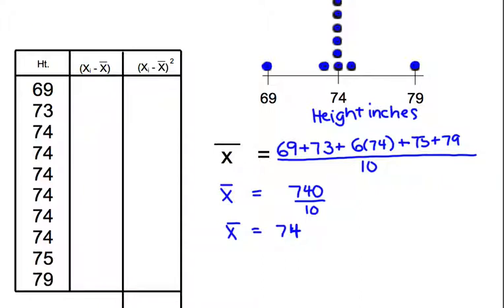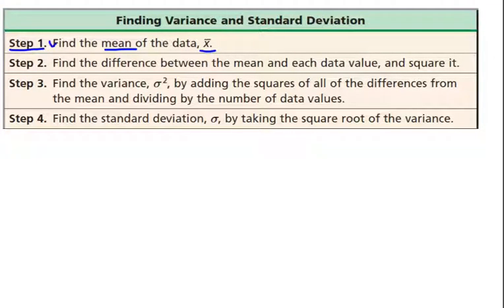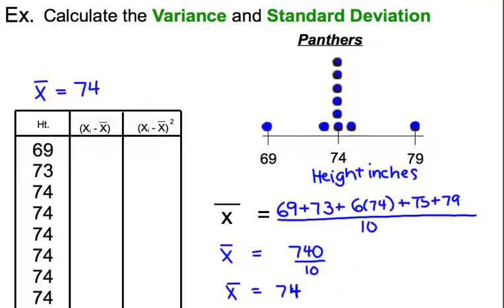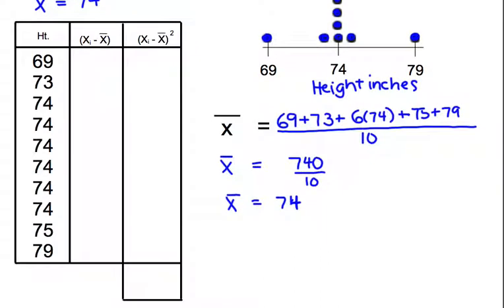All right, so I'm just going to write that up here on the top of my box, 74. Now, we've just completed step 1. Step 2 is to find the difference between the mean and each data value. And then we're going to square it. So this is going to be our step 2. So we're going to head back, and what I've done is I've created a box to help us organize that data. So the first column represents each player's height, that's your data values. The second column represents the data point minus the mean, and then the third column is the data point minus the mean, and then we square it.